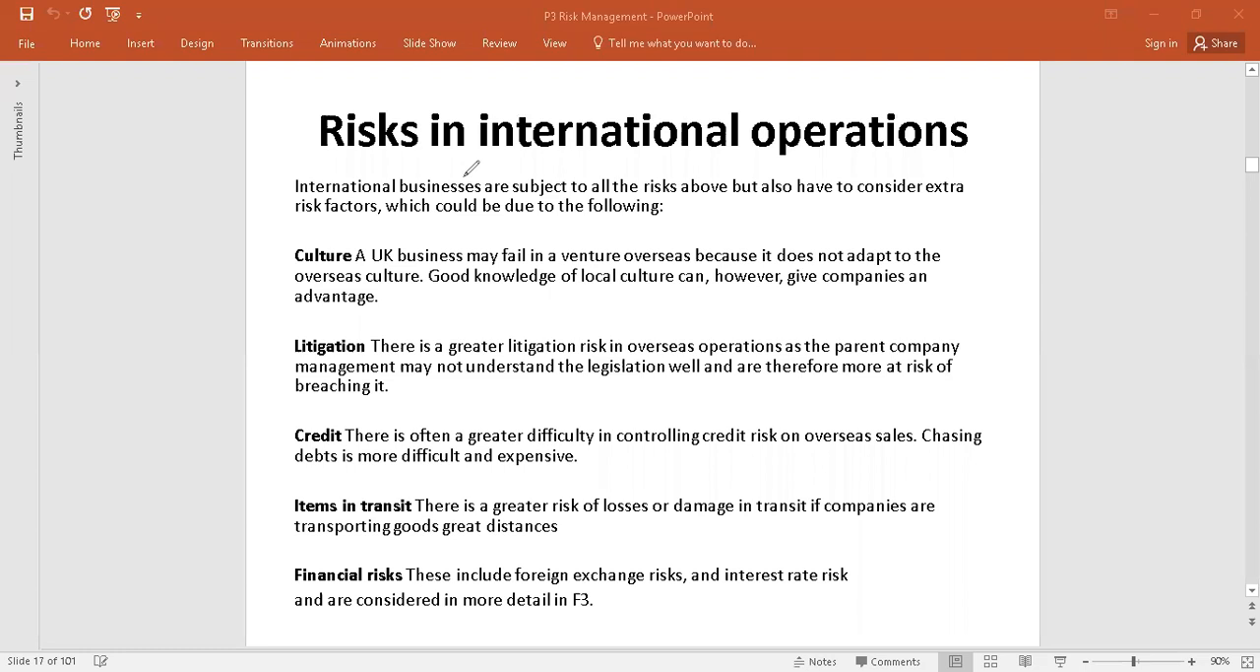Because of items that are in transit, any kind of loss or damage that arises, there is a greater risk of losses or damage in transit if companies are transporting goods great distances.